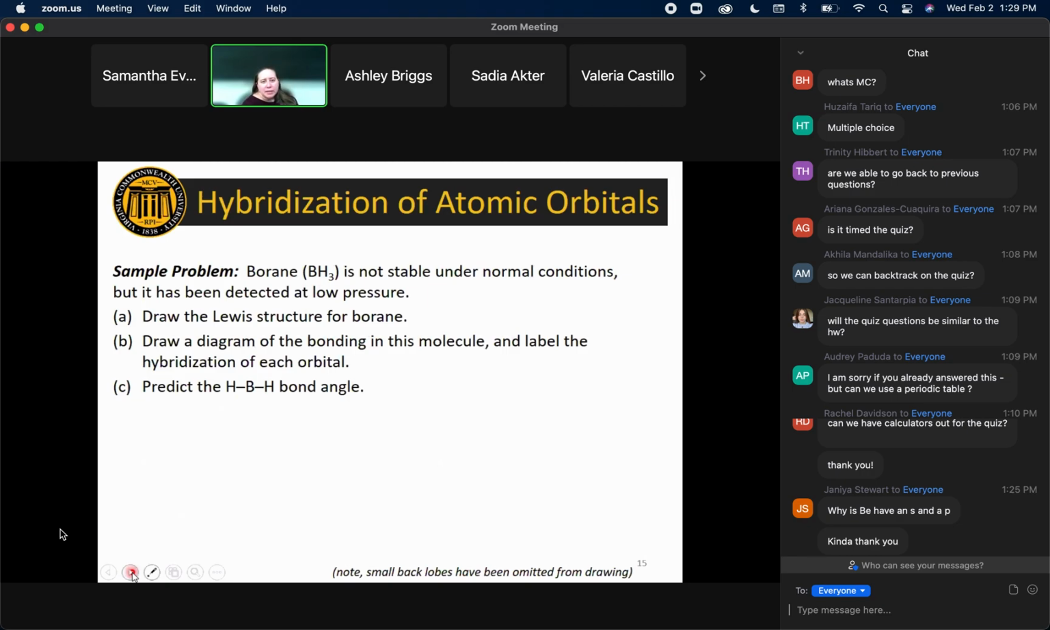But I want everybody to take a minute and try to, first of all, draw the Lewis structure for borane, which is BH3. And once you draw the Lewis structure for borane, I want you to take a minute and think about what hybridization the boron would need to be and what the bonding diagram might look like. So you can sketch out a little cartoon version of the bonding diagram for this molecule. Think about that on your own for a minute, and then we'll talk through it all together.